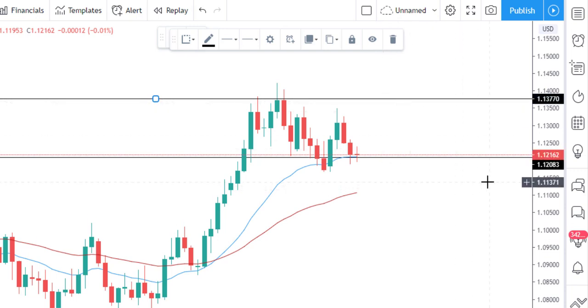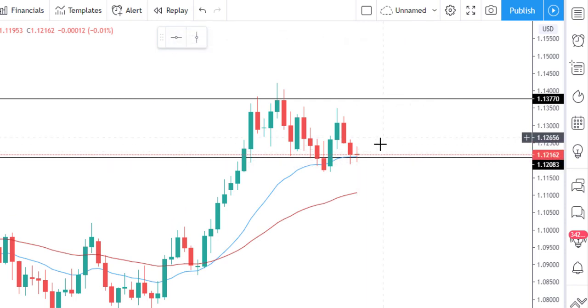Our target is going to be at the 1.13770 area, and our buy is going to be at the 1.12162 area, based on what the market actually gives us. I would say you should wait for the market to give you a signal to buy before you continue buying. Like I said, you can apply these strategies, or this particular thesis, to your own trading setup.